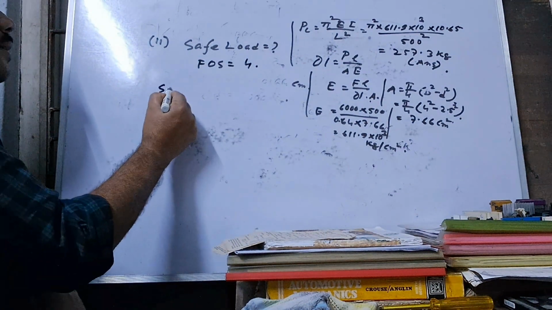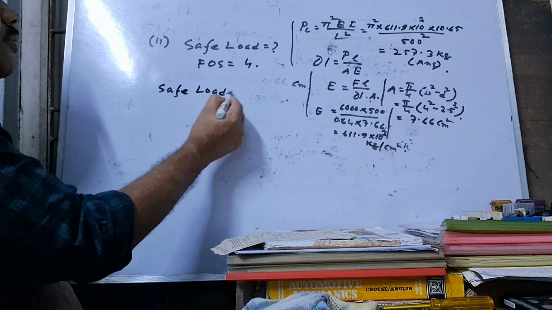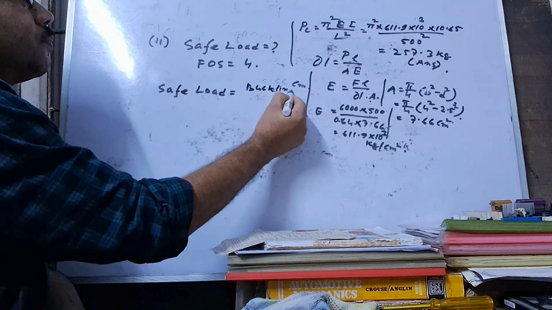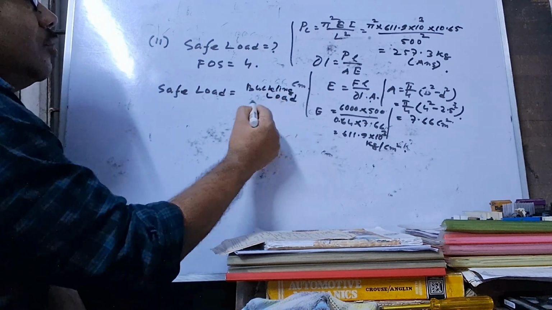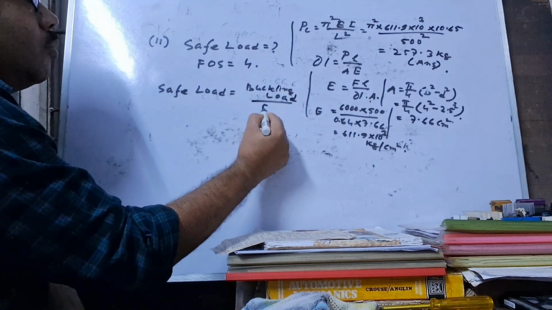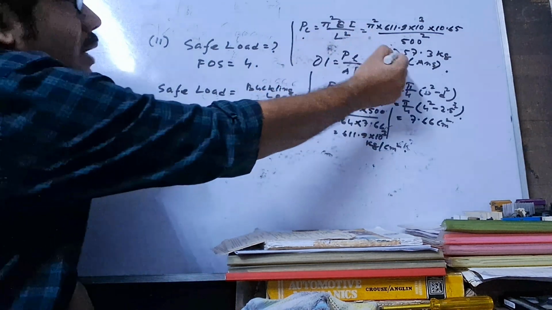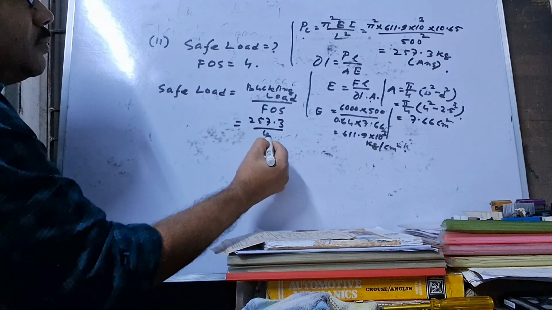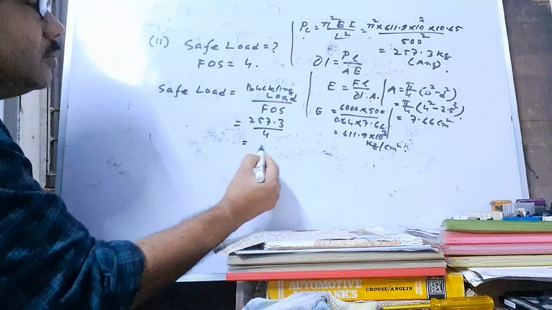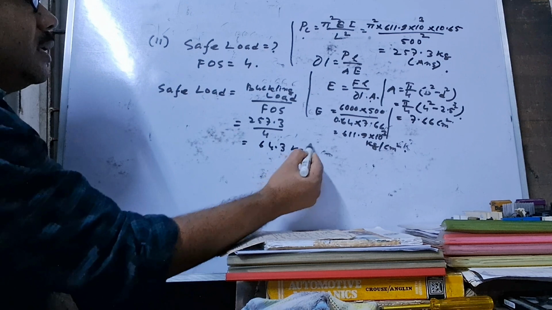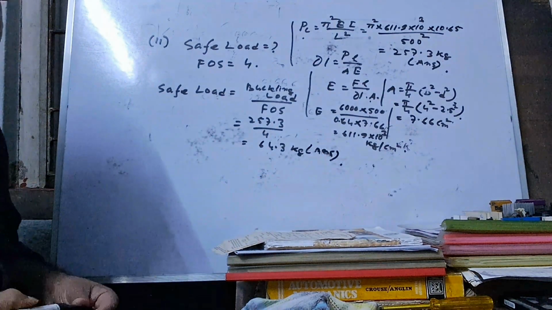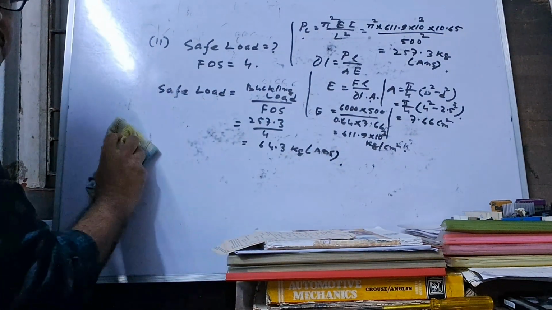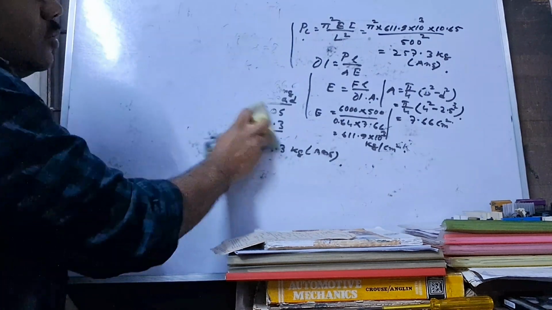And we know that safe load is equal to buckling load divided by factor of safety, and here the buckling load is 257.3, and factor of safety is 4. And this value will be 64.3 kg. This is another answer. This is the first question.